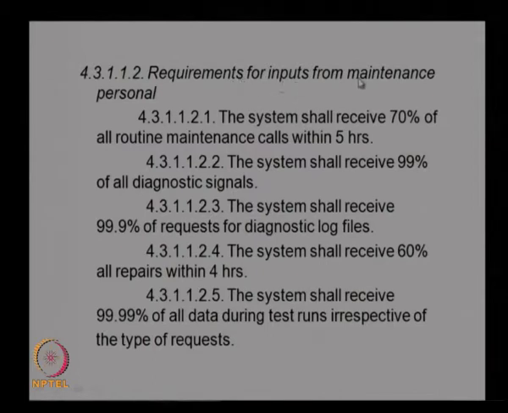Then requirements for inputs from the maintenance personnel. So there will be users and maintenance personnel, so there may be various users. These inputs are for the maintenance personnel. You can see: the system shall receive 75% of all routine maintenance calls within 5 hours. The system shall receive 99% of all diagnostic signals. The system shall receive 99.9% of requests for diagnostic log files. The system shall receive 60% of all repairs within 4 hours. And the system shall receive 99.99% of all data during test runs, irrespective of the type of request.